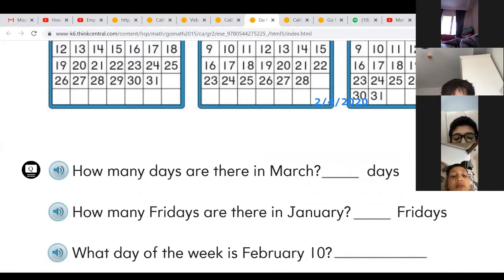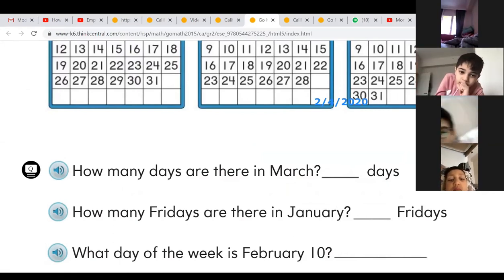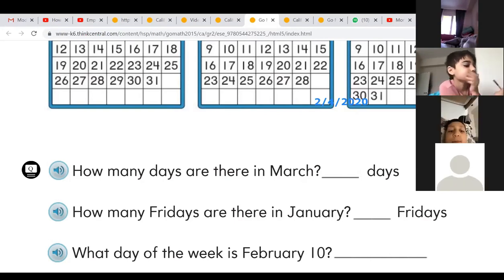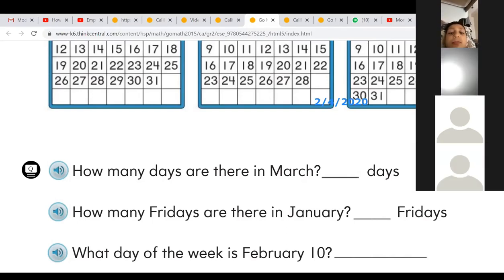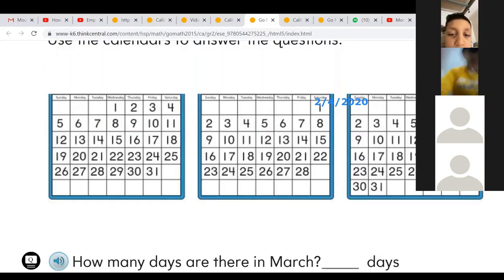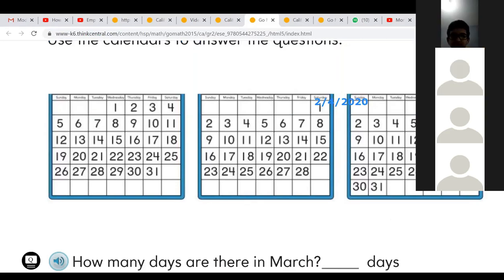Now let's answer this question. What day of the week is February the 10th? So we need to say, is it Monday or Friday or Saturday? What day is it? Who can say it? Miraj? February the 10th. So you will go to February the 10th and tell us, what day is it? Yes, Allah, can you answer this?